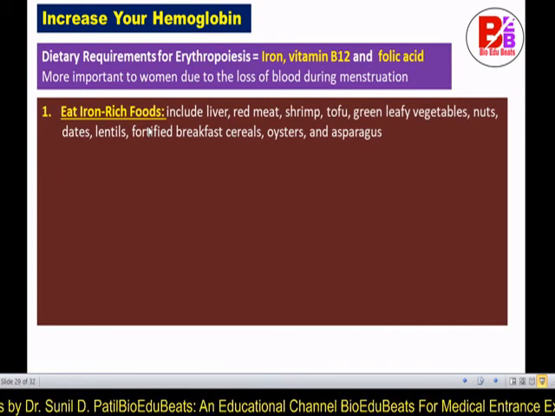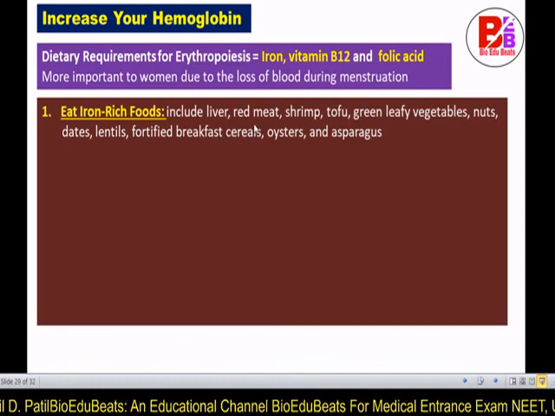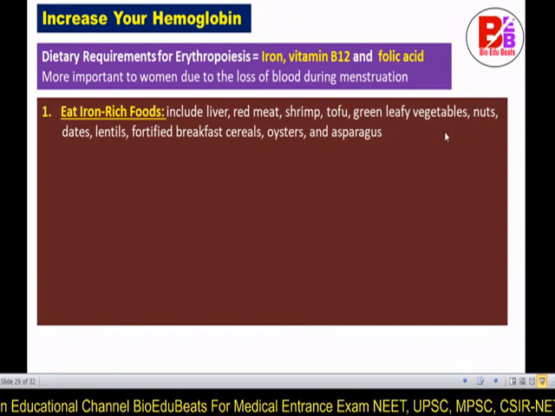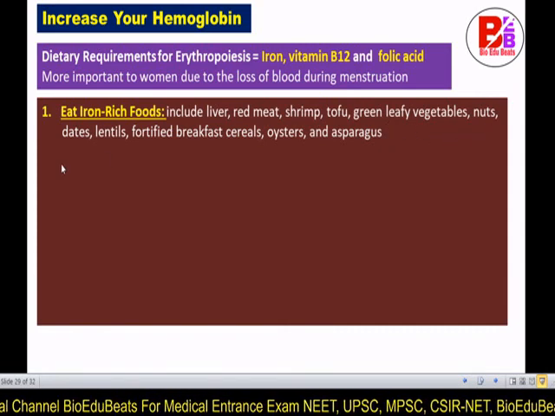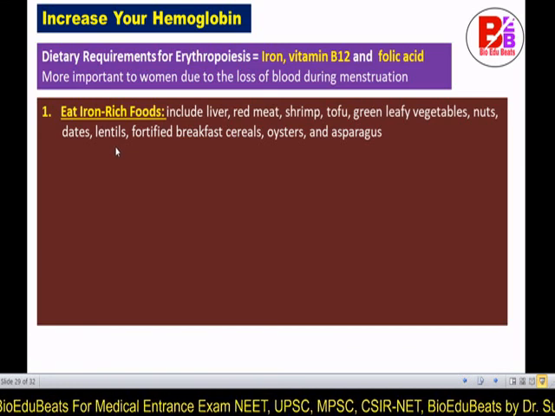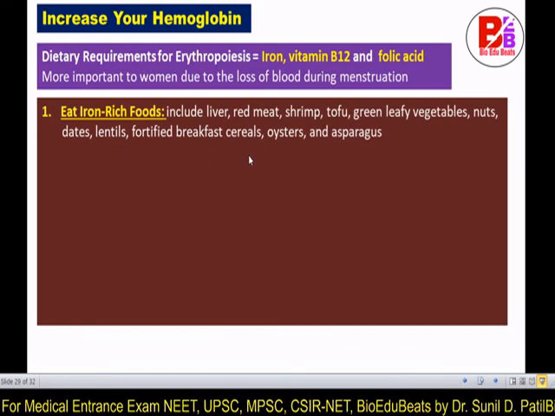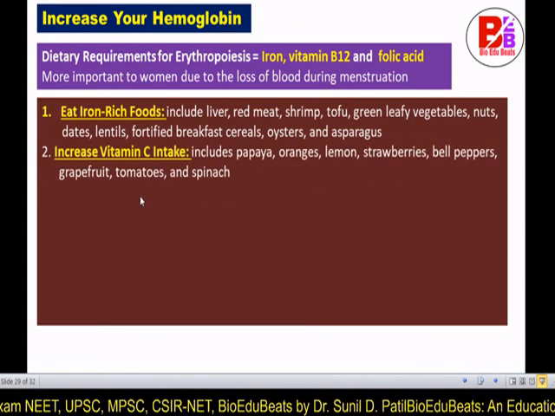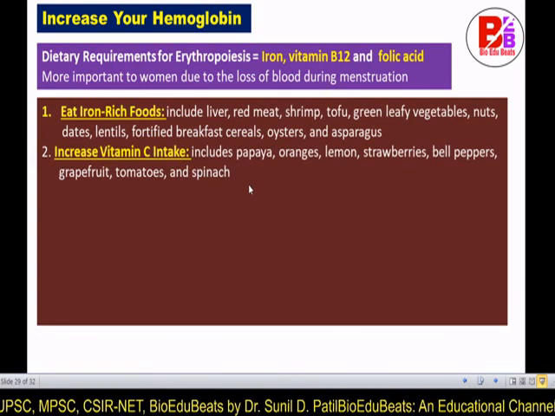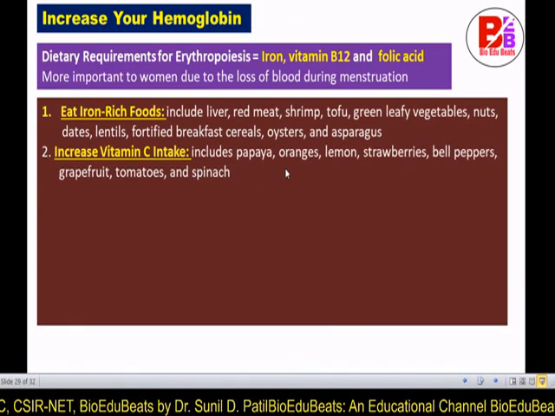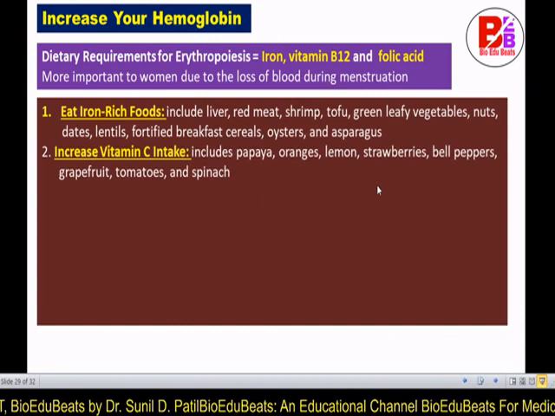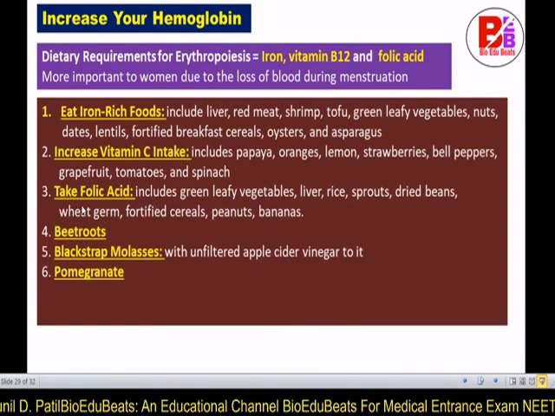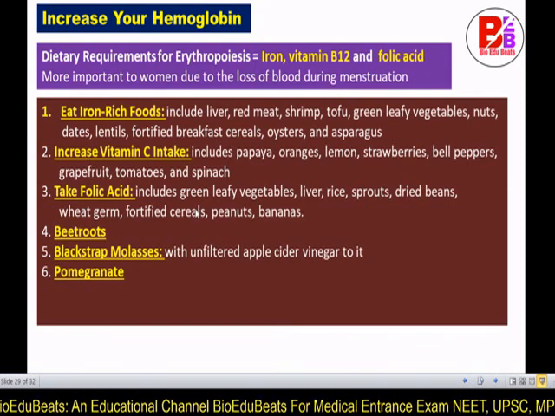Eat iron rich food. Iron rich food includes liver, red meat, shrimps, tofu, green leafy vegetables, nuts, dates, lentils, fortified breakfast cereals, oysters, asparagus, etc. The second thing is to increase vitamin C intake, which includes papaya, oranges, lemon, strawberries, bell peppers, grapefruit, tomatoes and spinach. The third thing is to take folic acid, which includes green leafy vegetables.